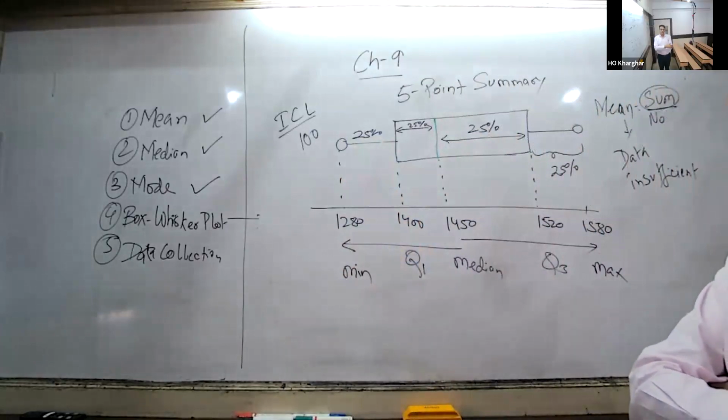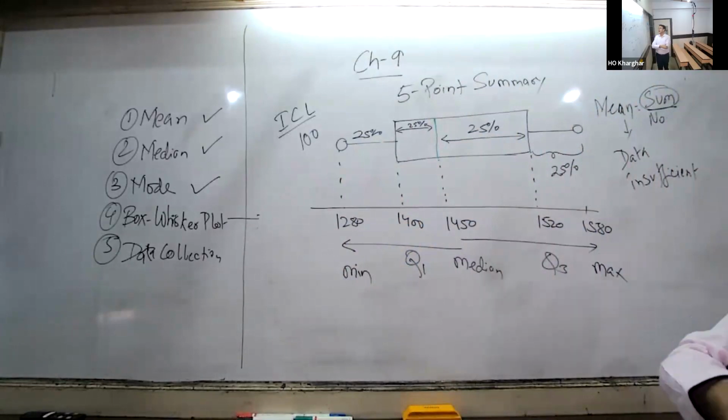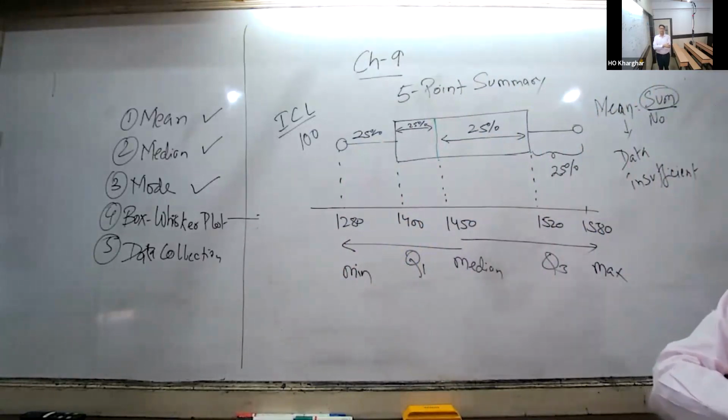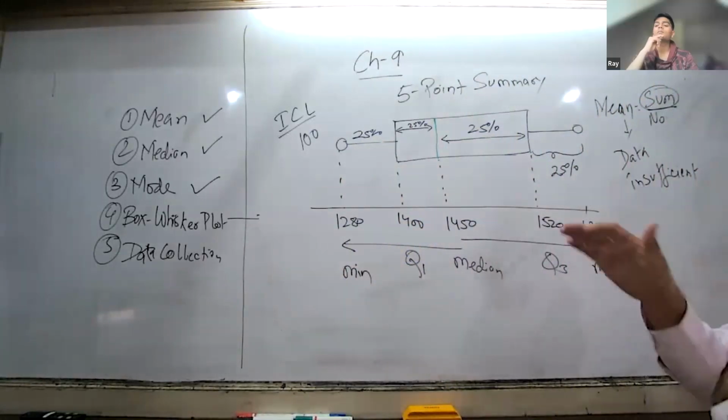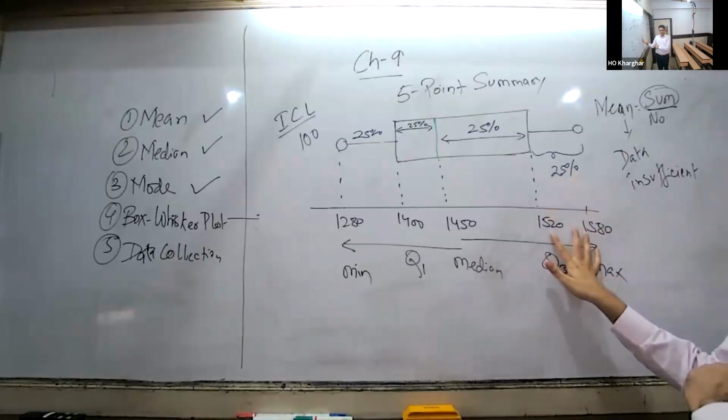Now, I'll ask you another question. 25% of students have a score of more than 1520. Would you agree to this statement? Yes, we'll agree. 25% of students have a score of more than 1520.